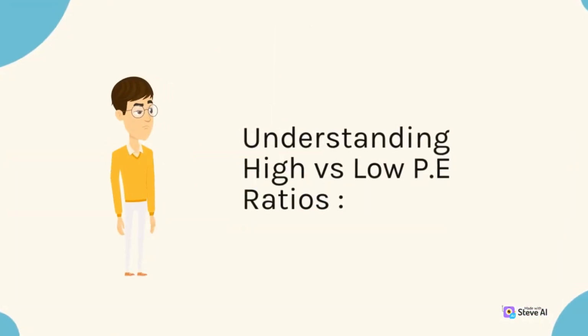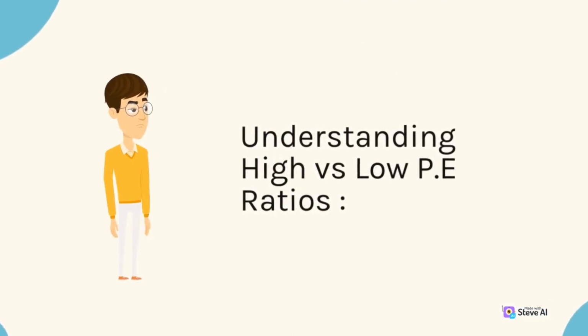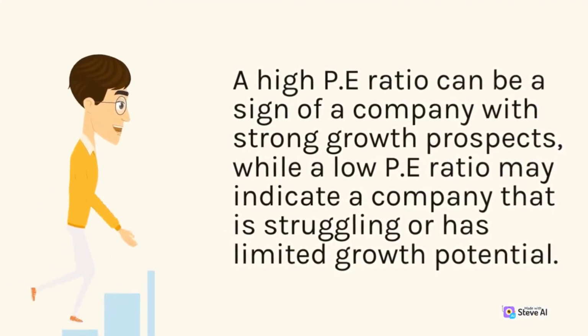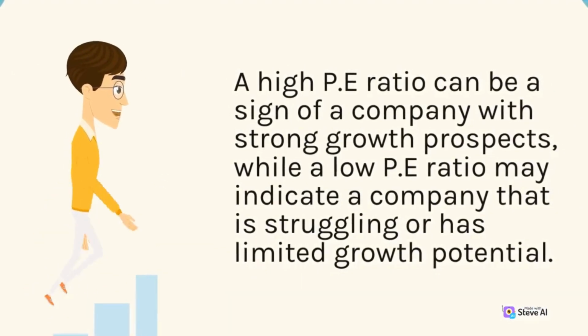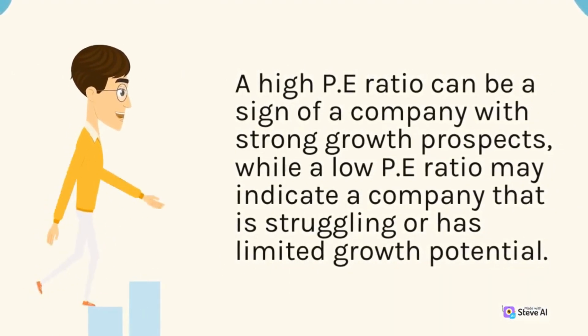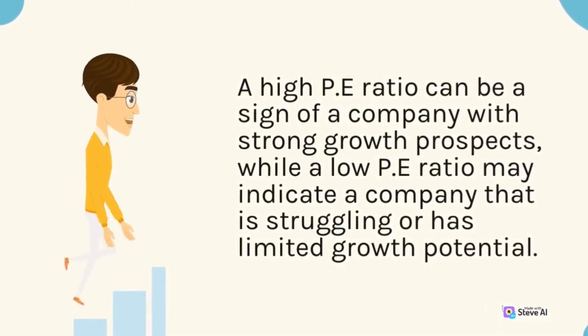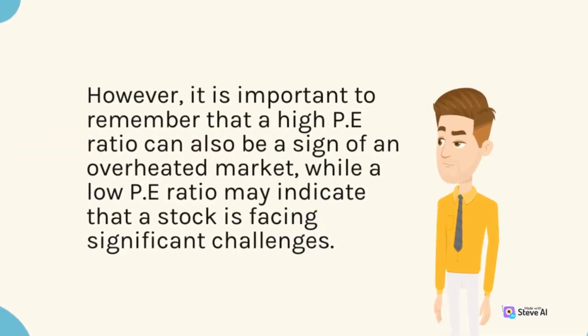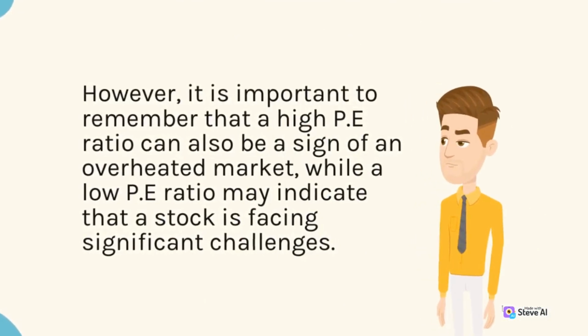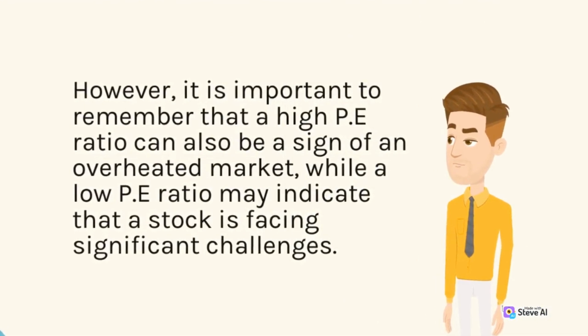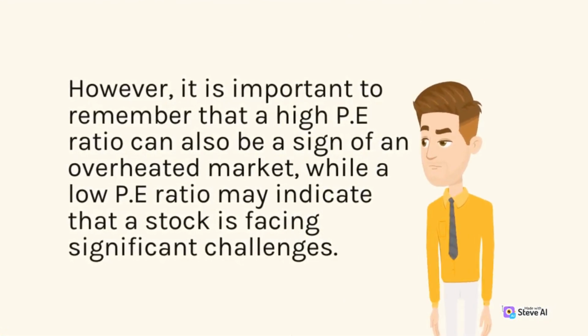Understanding high versus low PE ratios. A high PE ratio can be a sign of a company with strong growth prospects, while a low PE ratio may indicate a company that is struggling or has limited growth potential. However, it is important to remember that a high PE ratio can also be a sign of an overheated market, while a low PE ratio may indicate that a stock is facing significant challenges.